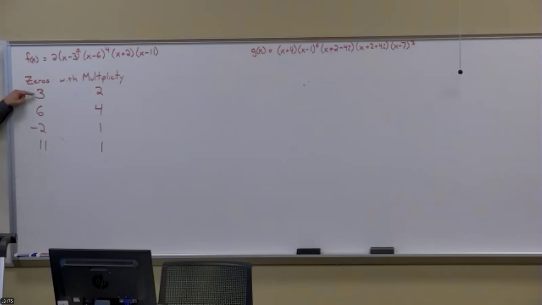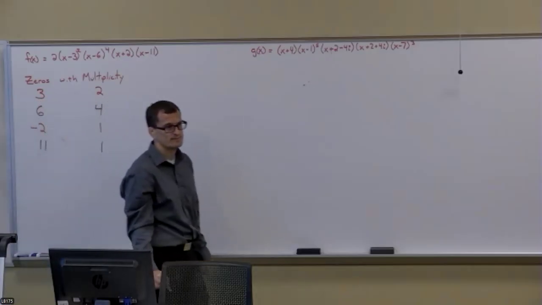So we have a 0 of 3, a 0 of 6, a 0 of negative 2, and a 0 of 11. Those are the numbers that you can plug into your function and get out a 0. And there's 2 factors that correspond to the 0 of 3, 4 factors that correspond to the 0 of 6, 1 factor that corresponds to the 0 of negative 2, and 1 factor that corresponds to the 0 of 11.